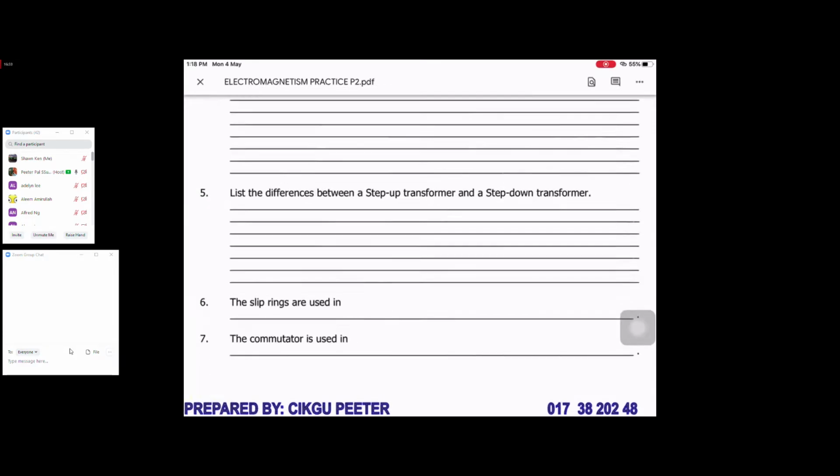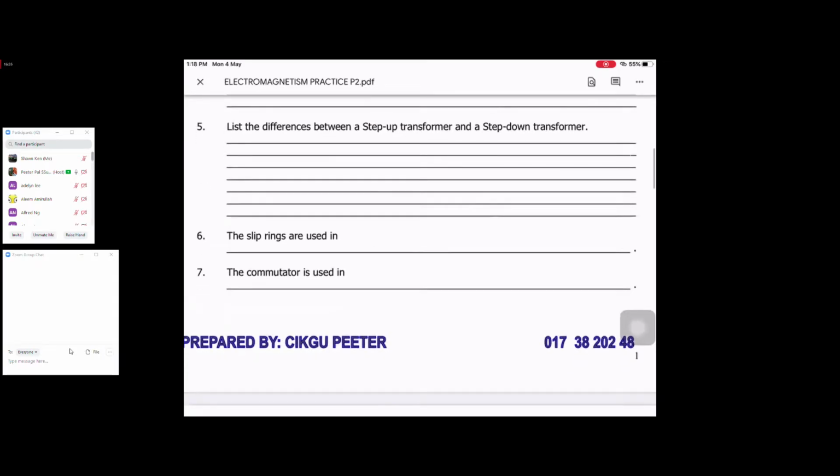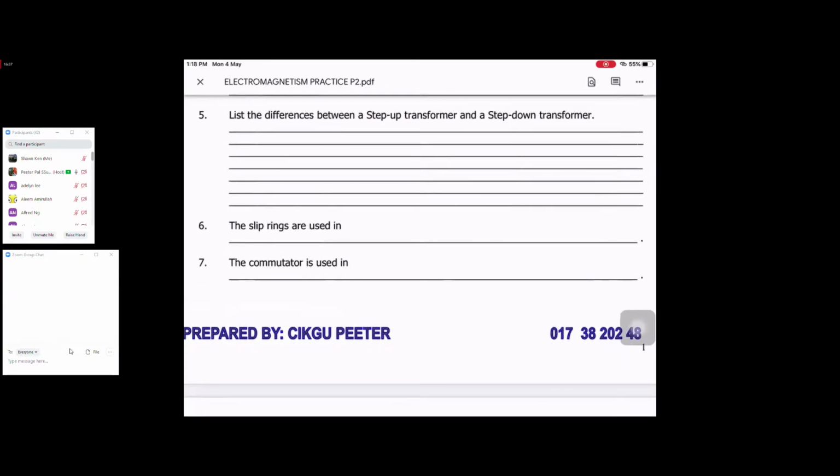Okay. List the differences between a step-up transformer and a step-down transformer. Okay, what is the differences between step-up transformer and step-down transformer? Let's look at step-up and step-down transformer. What is the differences between them?